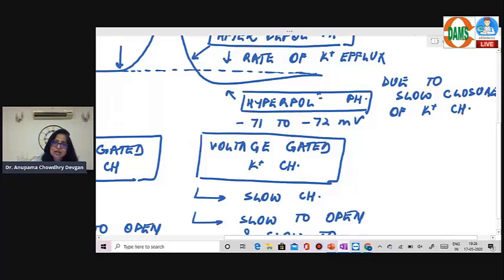As long as the potassium channel is open, there is going to be movement of potassium from inside to outside the cell, so that the potential of the cell becomes slightly more negative. Because there is a slow closure, there is more loss of potassium, so potential is 1 to 2 millivolts more negative than the resting membrane potential.